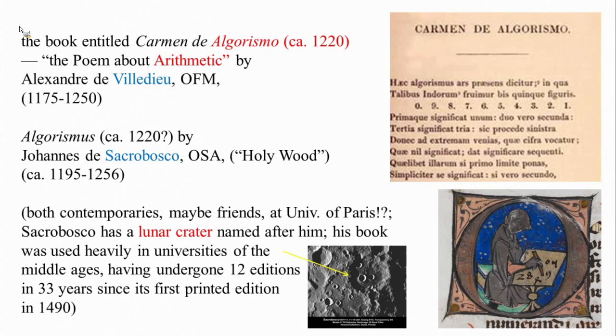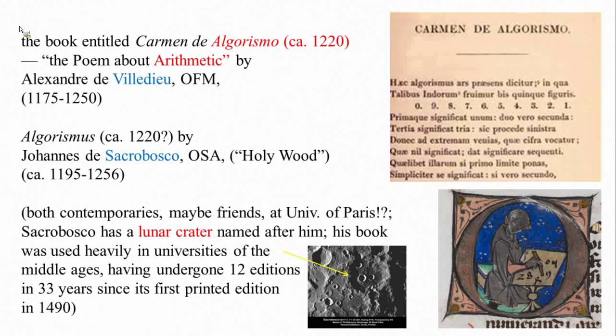But what's really cool is that Sacrobosco has a lunar crater named after him, namely this one here, the one with the 3 holes in it. I don't think it's true of Villazier, but Sacrobosco went on to write a lot of books in astronomy as well. These people did a lot of stuff back then. And this book was used heavily in the universities of the Middle Ages, having undergone 12 editions in 33 years since its first printed edition in 1490.